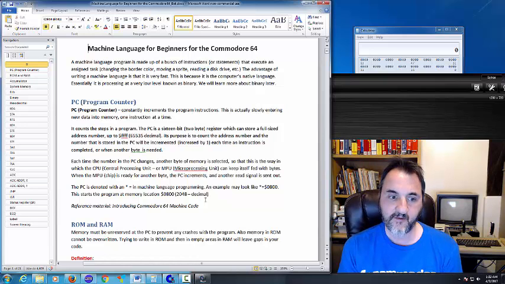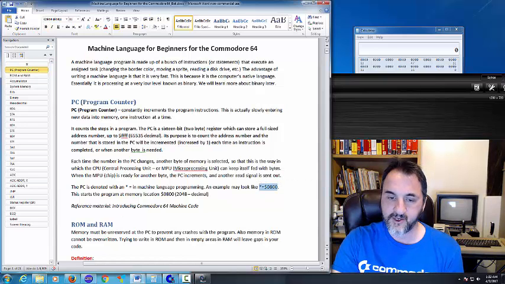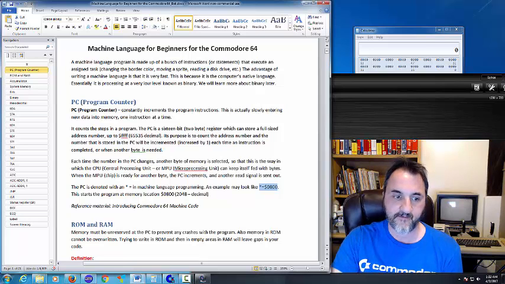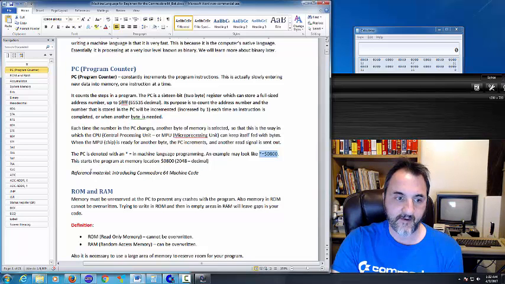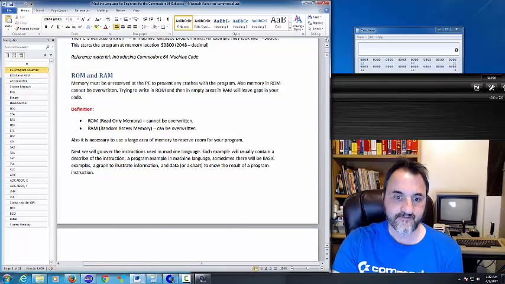The PC is denoted with an asterisk equals in machine language programming. And then, of course, you're going to have an address following that, but we'll see that later. An example may look like, as shown here, asterisk equals hexadecimal 0800. This starts the program at memory location hexadecimal 0800, which is 2048 in decimal. And then I just put some of the reference material where I found this, and these are the books, to give them credit.